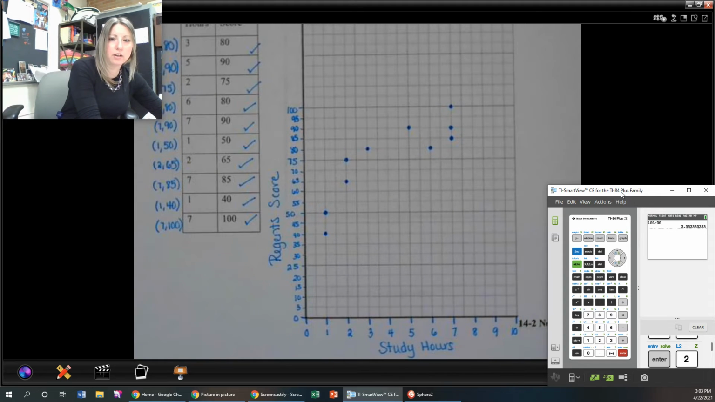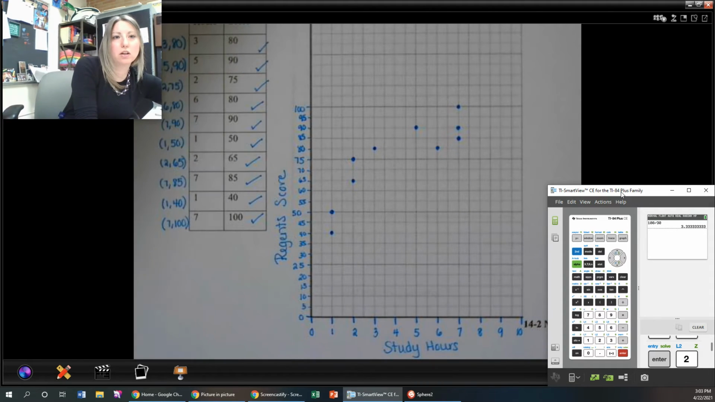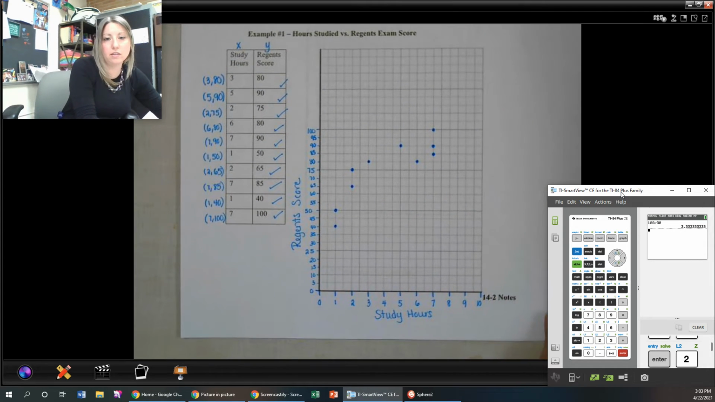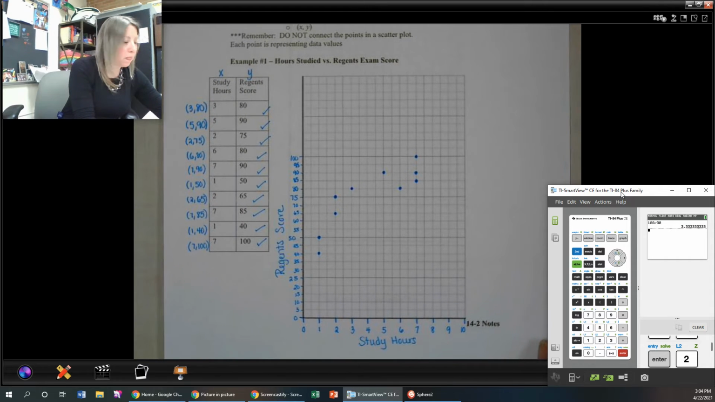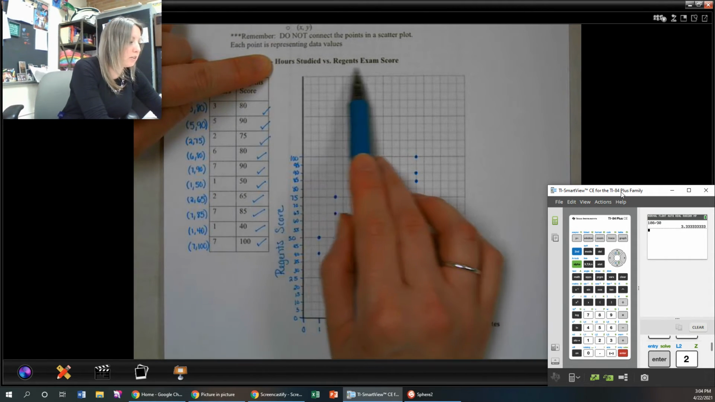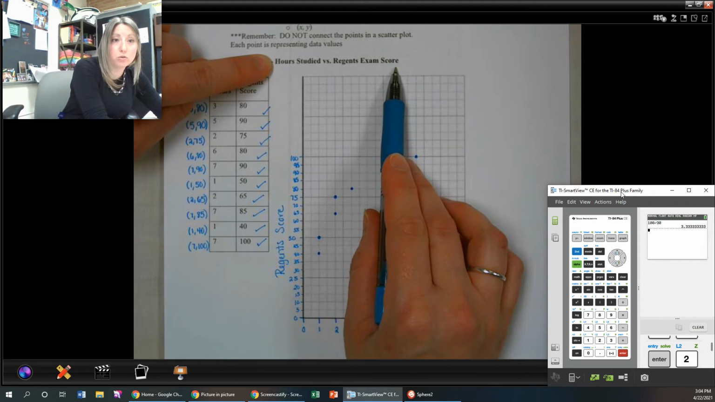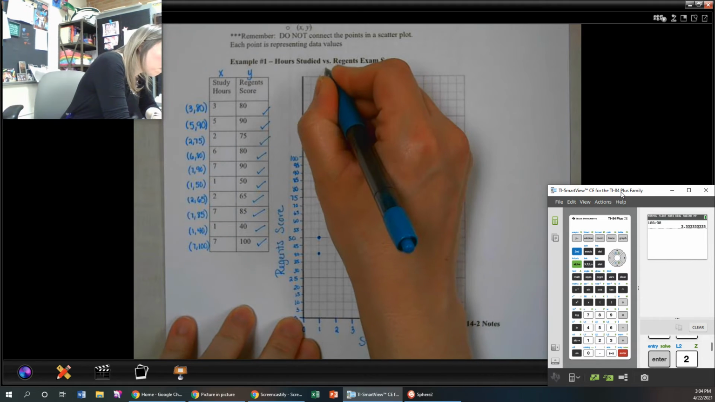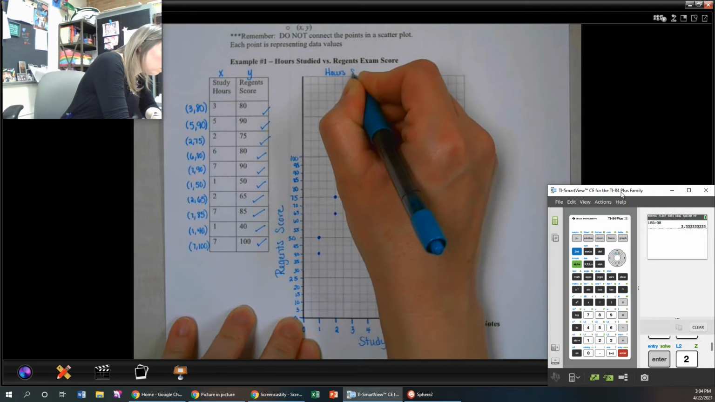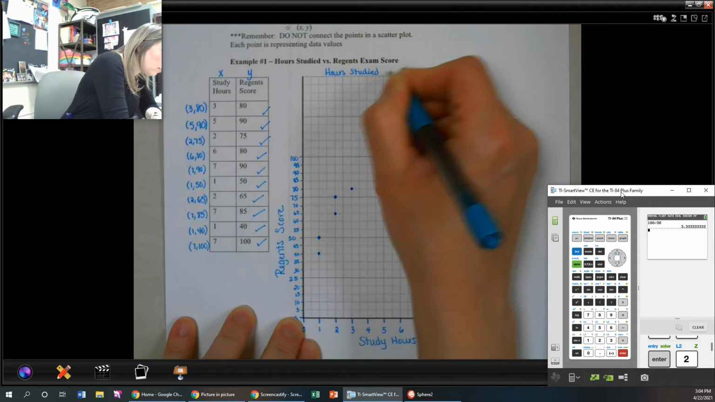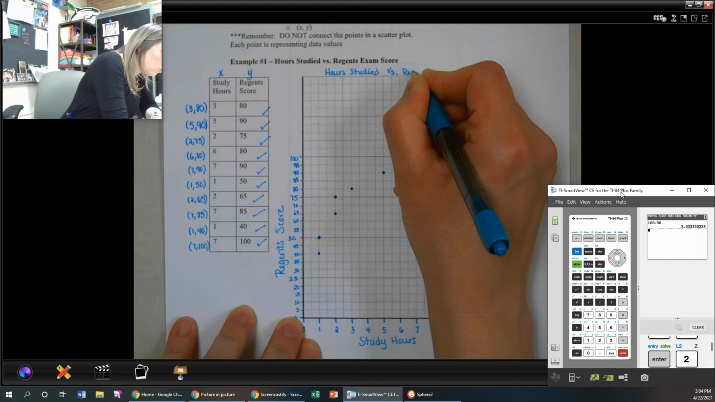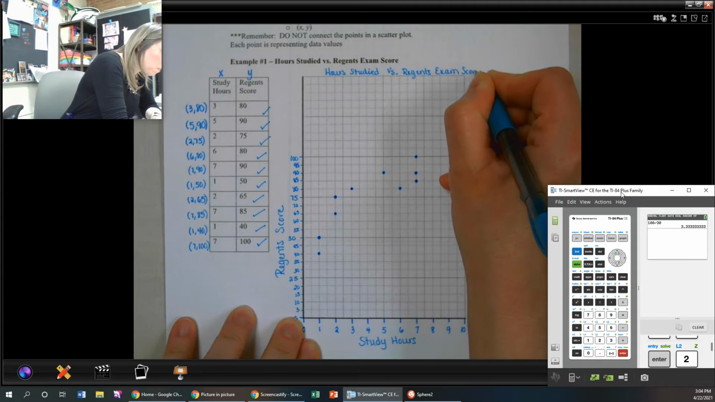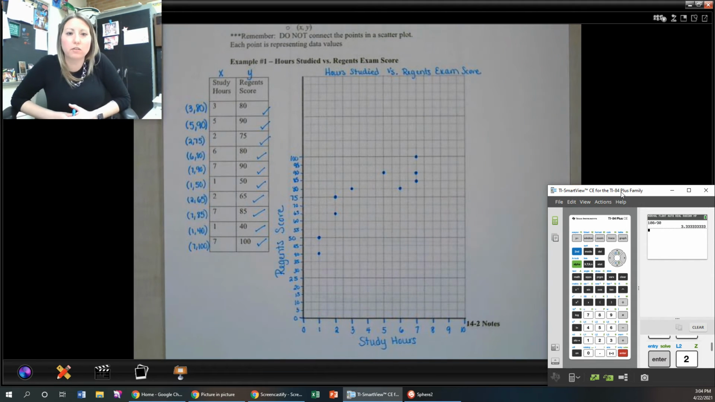This is what a scatter plot looks like, guys. This is all we want: the data plotted over these two variables. And how we label a scatter plot as a title is to write exactly what the two variables are that we're looking at. So, hours studied versus Regents exam score. And that's how we know what our scatter plot is showing us.